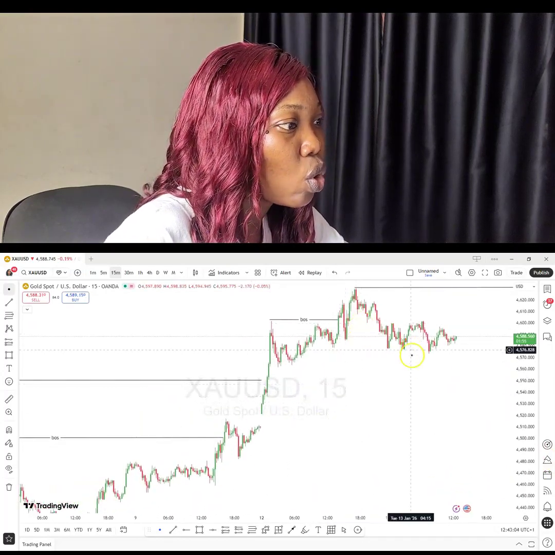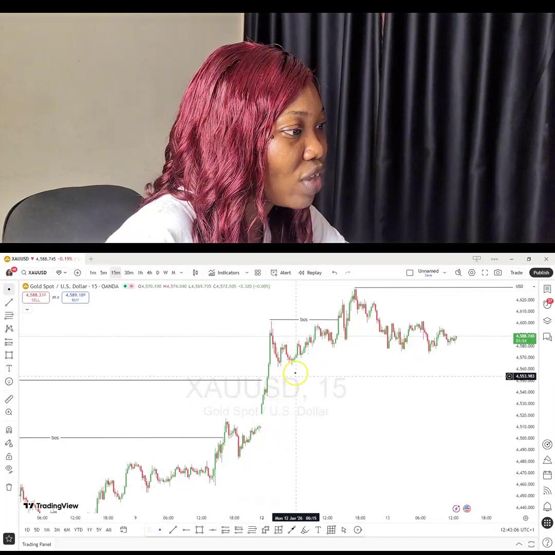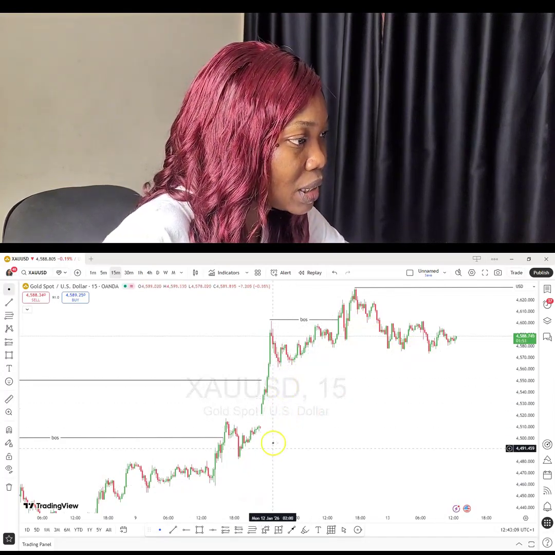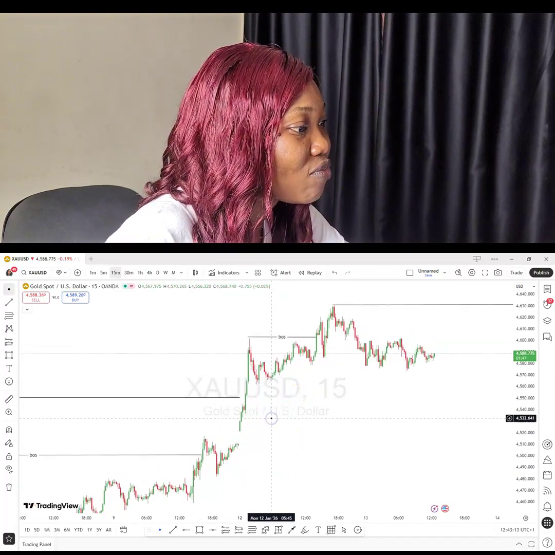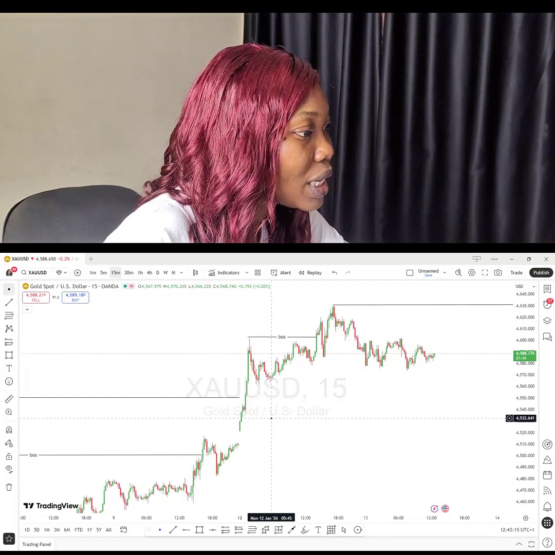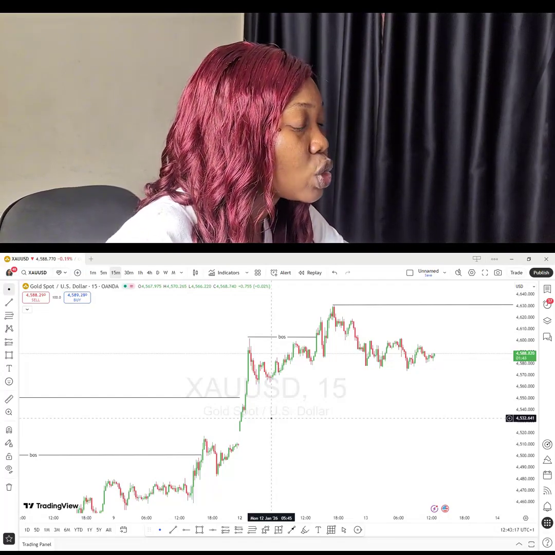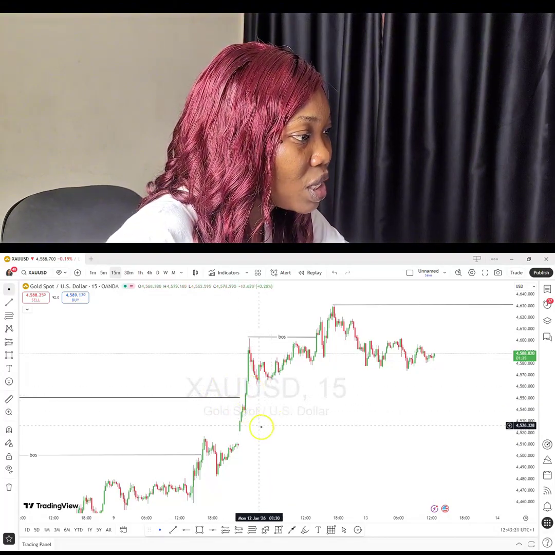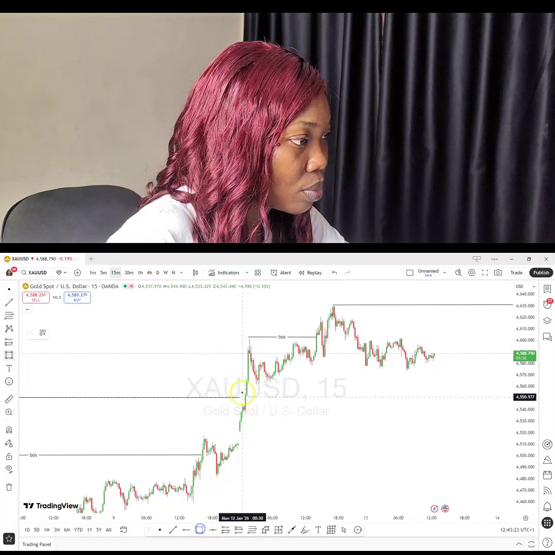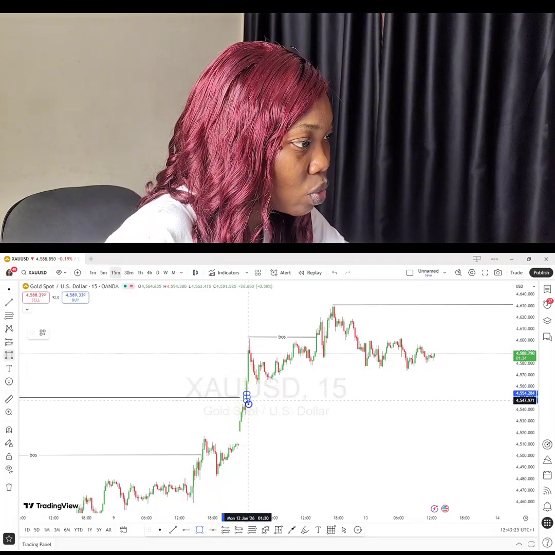What did you notice? Gold has left a lot of imbalance in these places. We have a lot of fair value gaps here. And I'll be entering with a 15 minutes order block, using the advanced order block to take my entry. So this is our 15 minutes order block, and I'll be using the advanced order block to trade.